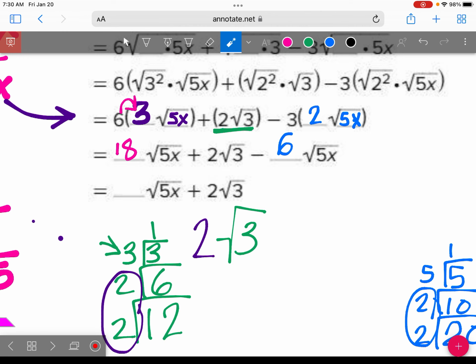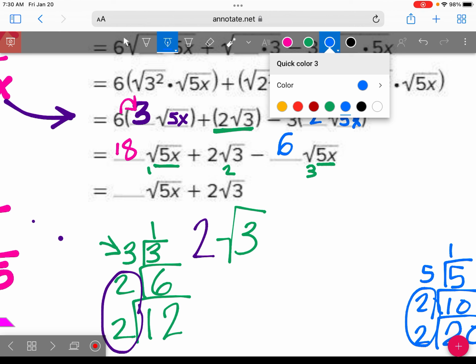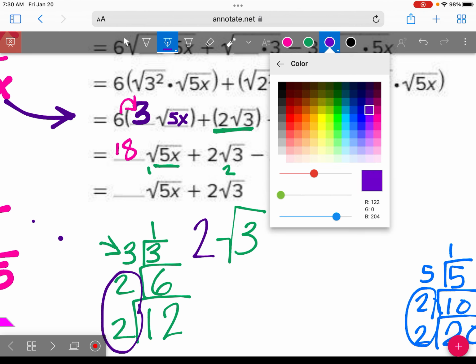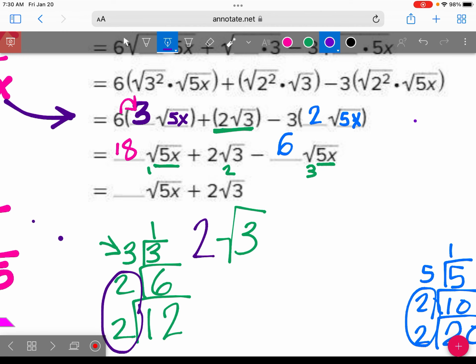Can I add all the things together? No. They need to have the same radicand. So which things can we work with? 1, 2, or 3? 1 and 3 have the same radicand, the bit underneath. So when we look at those, what do we have? I have 18 square root of 5x minus 6 square root of 5x. What is 18 square root of 5x minus 6 square root of 5x? 12 square root of 5x.